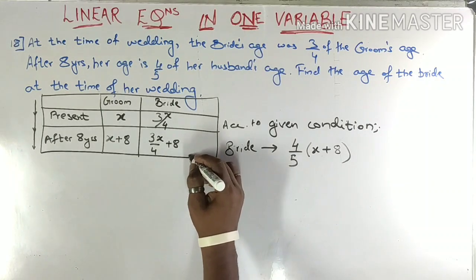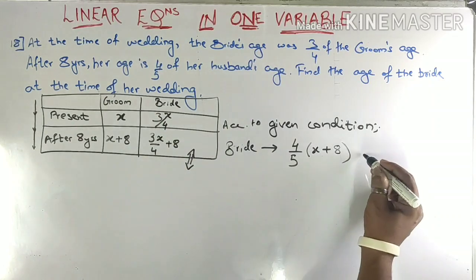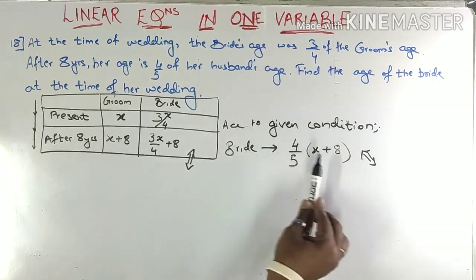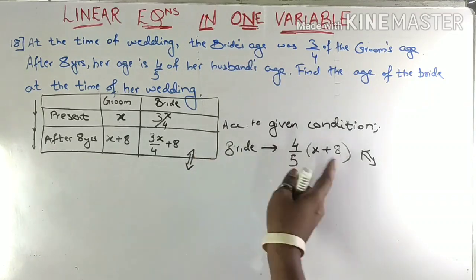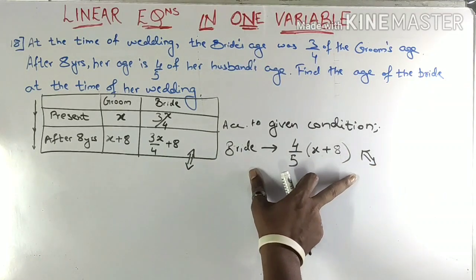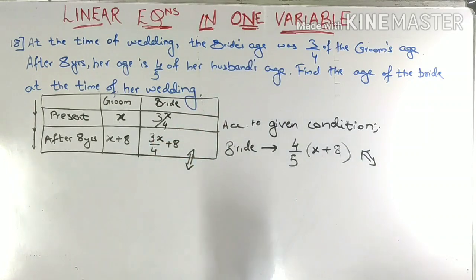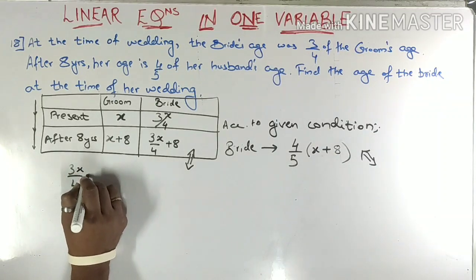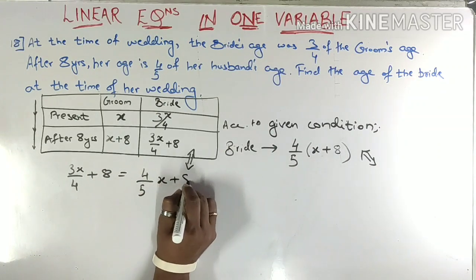Okay, so according to the logic or the assumption, we have this data, and according to the given condition, we have this data. That means these two should be equated, or they are equal. Hence, when you solve this, this is based on the given condition and this is based on the first condition. After 8 years, what will be bride's age? So let us move ahead and solve it. So 3x by 4 plus 8 is equal to 4 by 5 x plus 8.